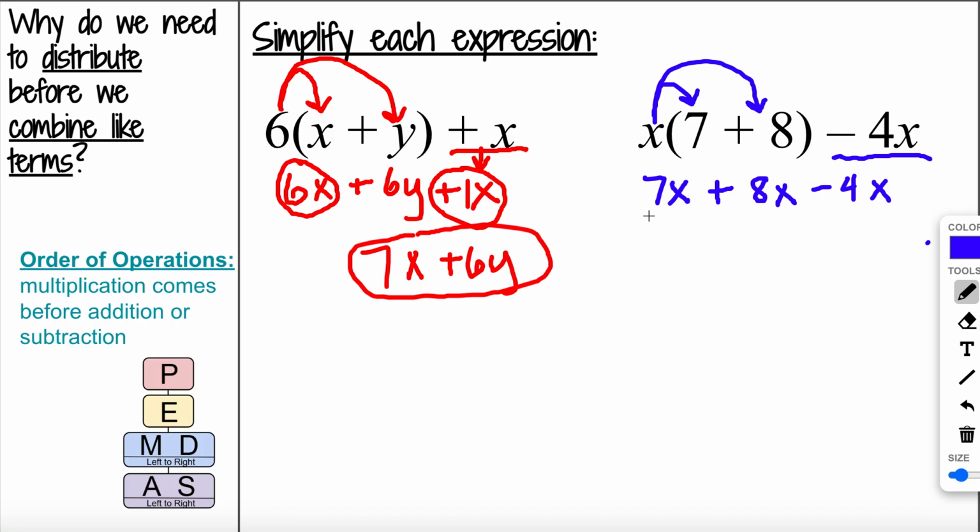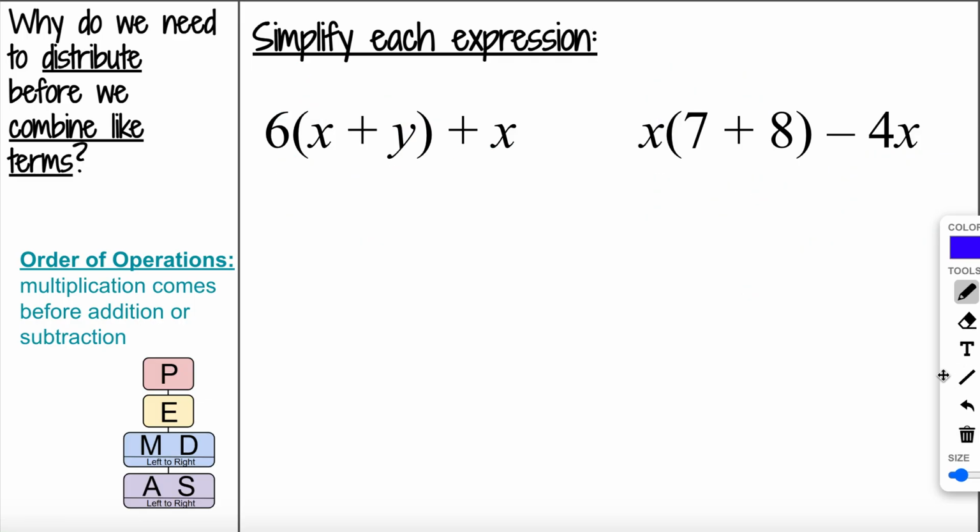So it looks like we've got 7x plus 8x, take away 4x. Since they all have x's, we can add them all together. 7 plus 8 makes 15, and 15 take away 4 gives us 11 x's. So it looks like the expression that we started with here simplifies to 11x. Much simpler. Okay, let's take a look at the third one.